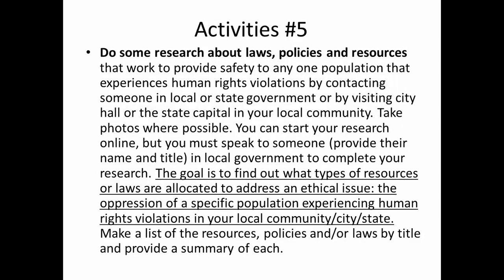Activity 5. Do some research about laws, policies, and resources that work to provide safety to any one population that experiences human rights violations by contacting somebody in local or state government, or by visiting City Hall or the state capitol in your local community. Take photos where possible. You can start your research online, but you must speak to someone, provide their name and title please, who is in local government to complete your research. The goal is to find out what types of resources or laws are allocated to address an ethical issue, the oppression of a specific population experiencing human rights violations in your local community, city, or state. Make a list of the resources, policies, and/or laws by title and provide a summary of each.